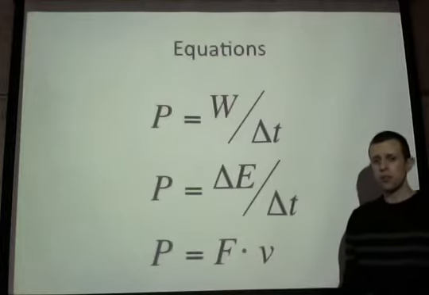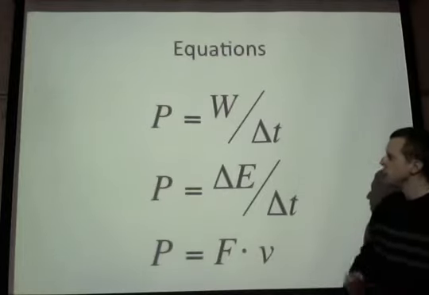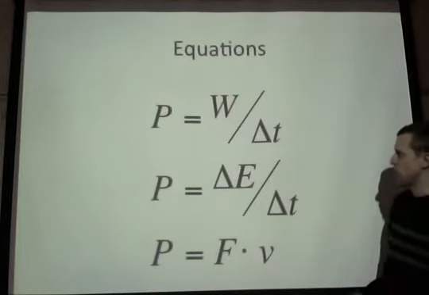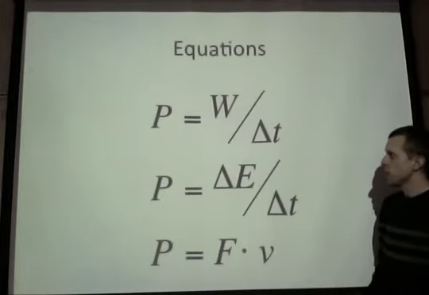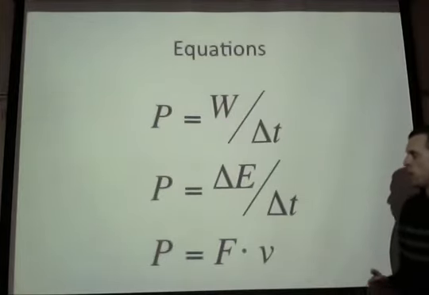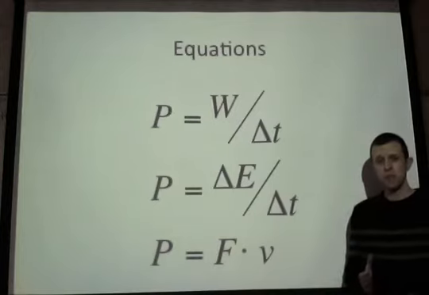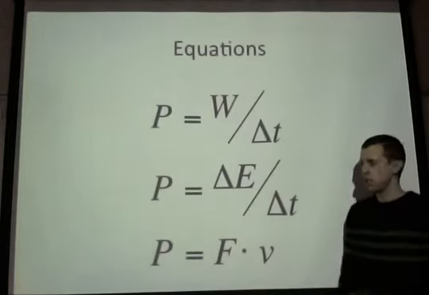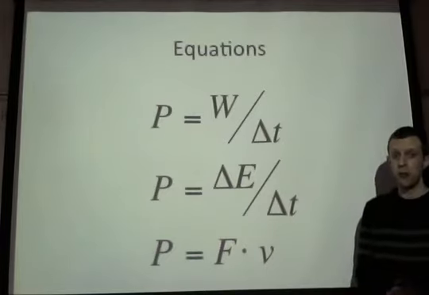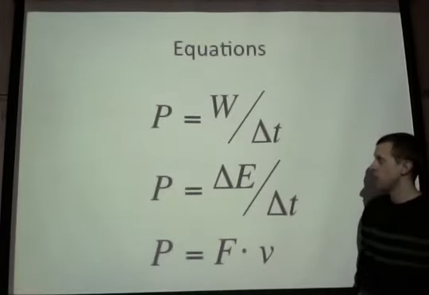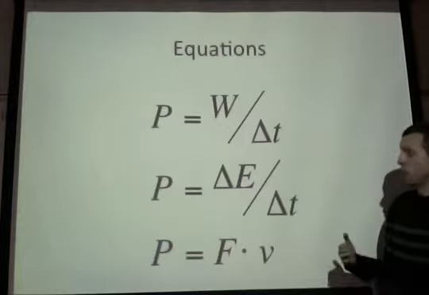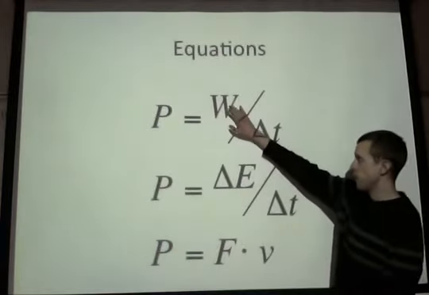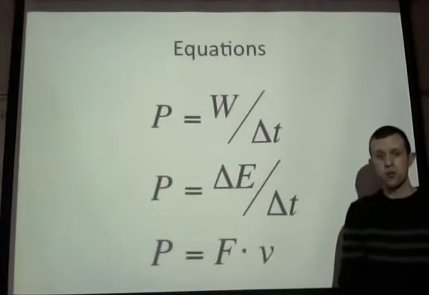We have three equations that we work with regularly for power. The first two are really just the same thing with slightly different symbols. So first off, we can think of power as being the amount of work done divided by the amount of time it takes to do that work. So we do work divided by delta t. Now if they don't give you work in a problem, of course we could calculate work by doing force times displacement.